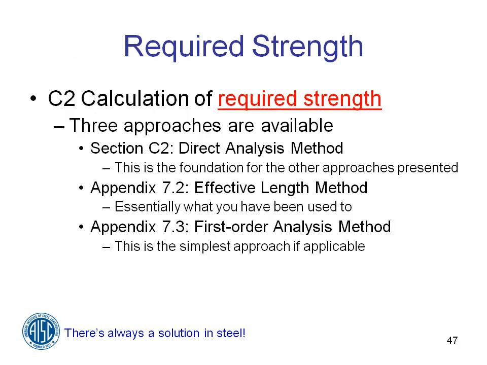What is new is that we have some new ways of actually determining your required strength. We have the direct analysis method in section C2, and the note here says this is the foundation for the other approaches. Then we have the effective length method in Appendix 7.2, and it says essentially what you have been used to. Well, if it's what you're used to doing, how can this new method, the direct analysis method, be the foundation? What that really means is that the limits on the applicability of the effective length method are set based on the direct analysis method.